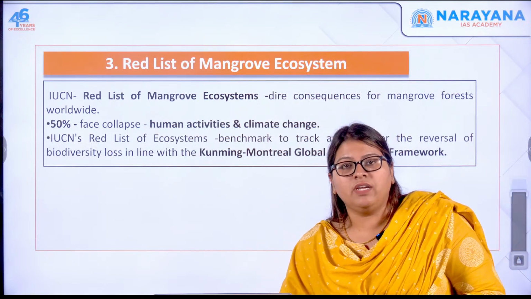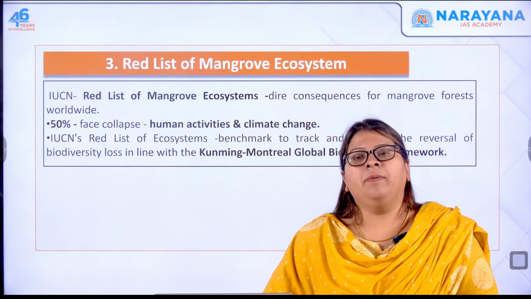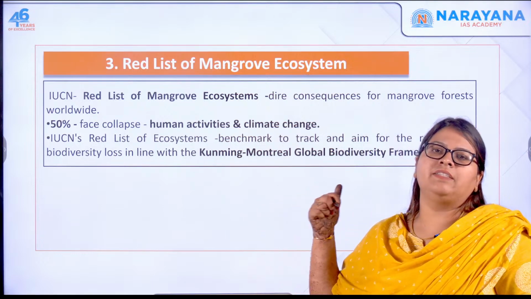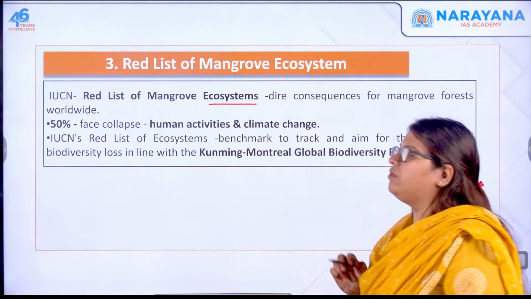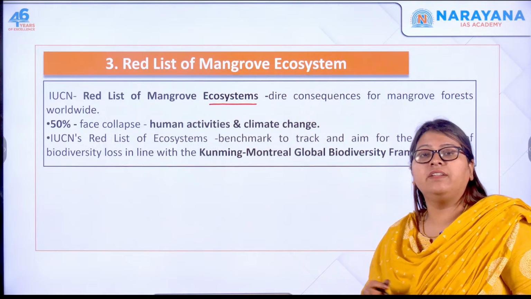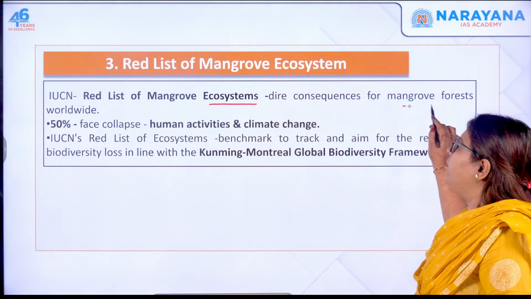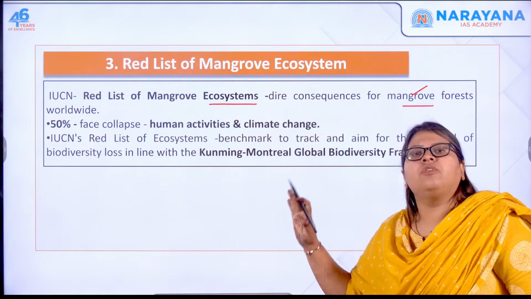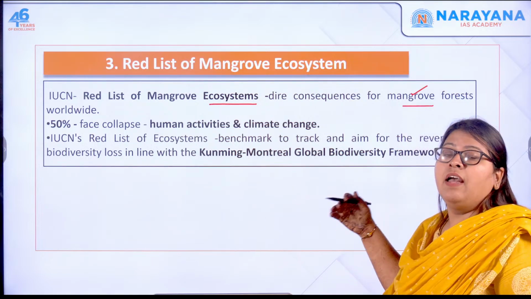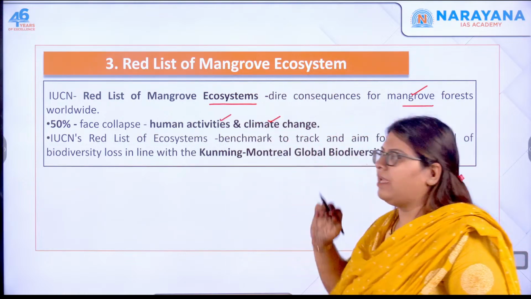We know that the IUCN red list actually has only what? Only the species, okay? But it also releases the mangrove ecosystem. So the IUCN red list of mangrove ecosystem has actually highlighted the dire situation or the consequences of the mangrove forests worldwide. It has actually said that 50% of the mangroves are affected, or they are vulnerable because of human activities and climate change.